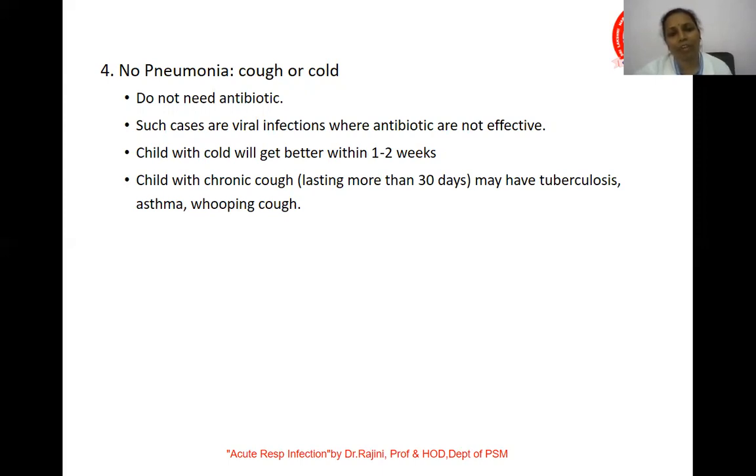A child with chronic cough has to be tested. If it lasts for more than 30 days, then you have to see whether the child has tuberculosis. So go for acid fast bacilli sputum examination, and check whether the child has asthma or whooping cough. So we have to find out.